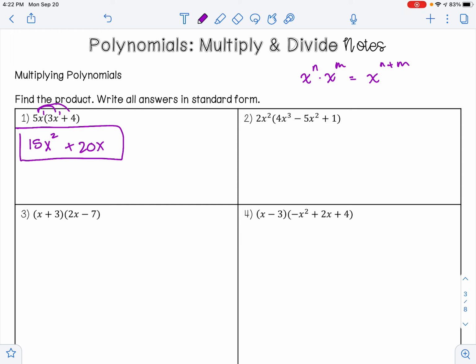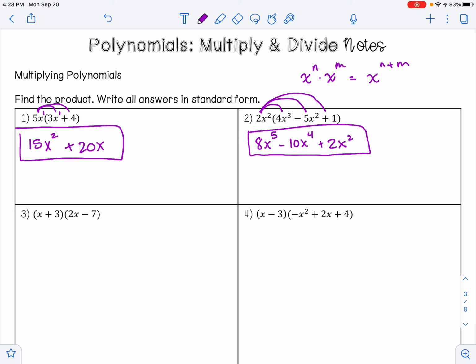We're going to also use a distributive property on example 2. Here I have 2x squared times 4x cubed minus 5x squared plus 1. So 2x squared times 4x cubed is 8x to the 5th power. 2x squared times negative 5x squared is negative 10x to the 4th power. And 2x squared times 1 is 2x squared. None of these are like terms. My answer is written in standard form. Remember, standard form goes from your highest exponent to your lowest exponent. There's nothing else that I can do here. So this is my answer.